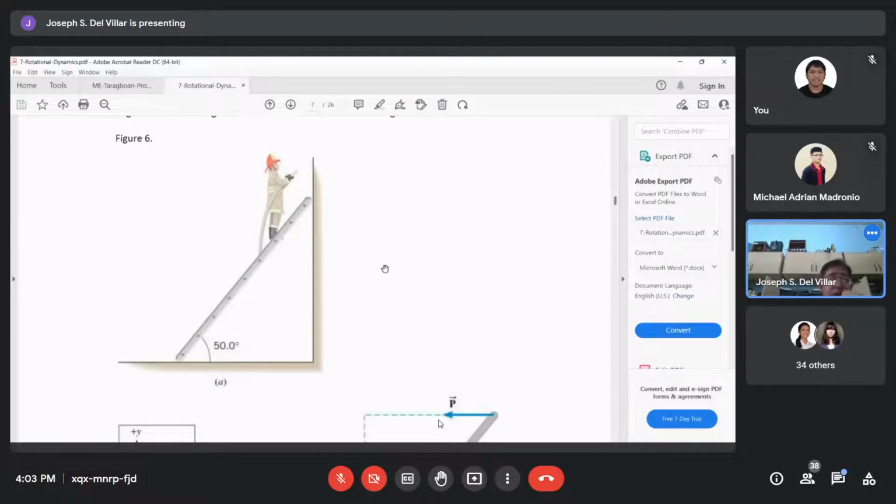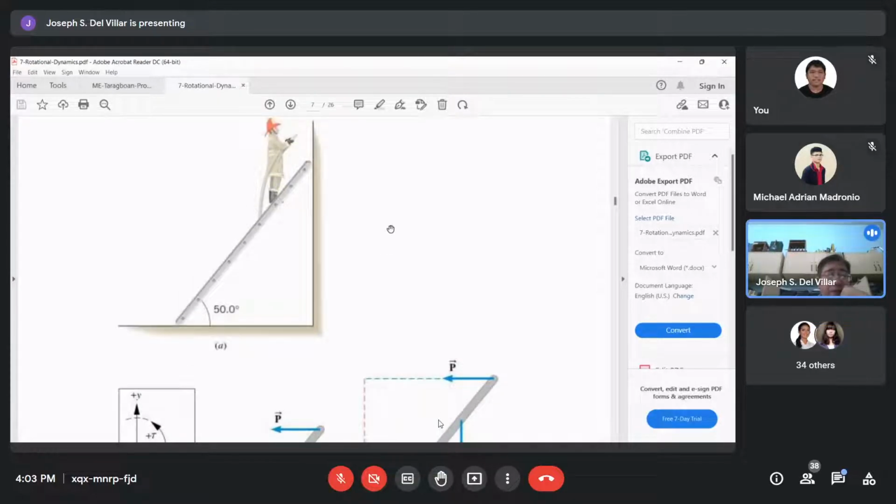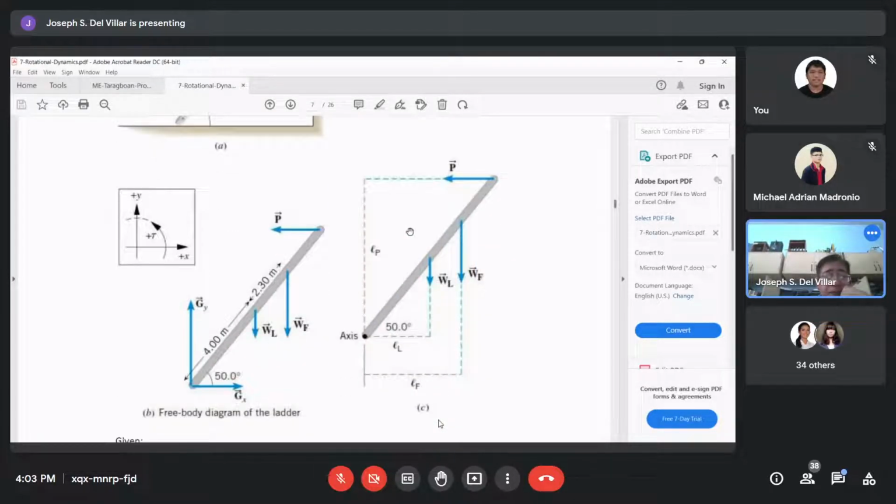Okay, so we need to draw the free body diagram. Ito yung kanyang free body diagram. Okay? Itong force P, horizontally to the left, is the force exerted by the wall on the ladder. Kasi smooth siya, so horizontal yung force niya kasi walang friction. Now, yung sa ground, okay, these are the components.